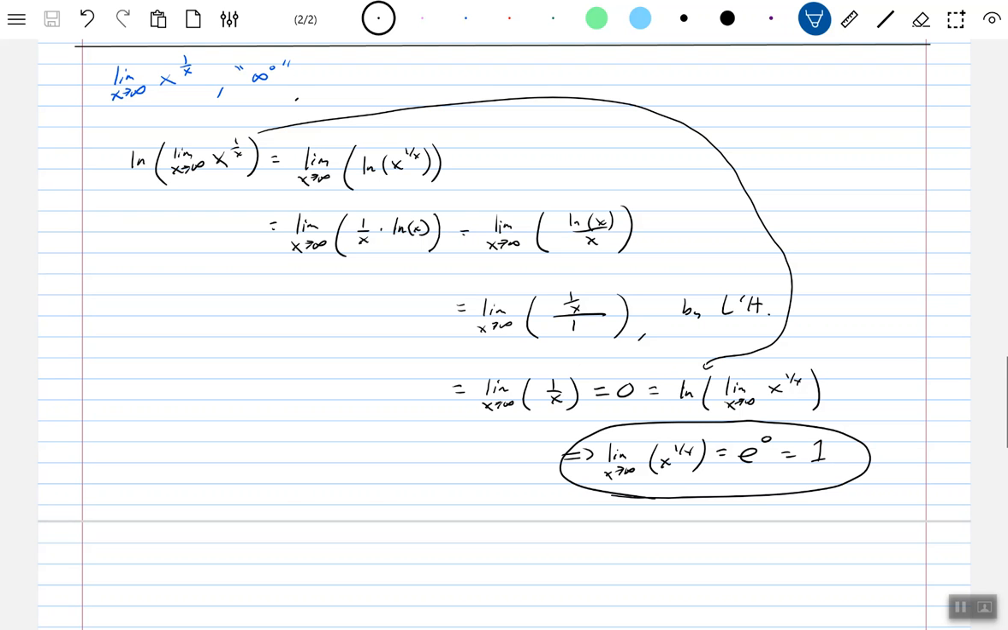And so we have to undo the natural log. We use the exponential function to undo it. So we take the exponential function of both sides. And so we get our limit is equal to e to the 0, which is equal to 1. So, when an unstoppable force goes up to an immovable object, who won? 1.